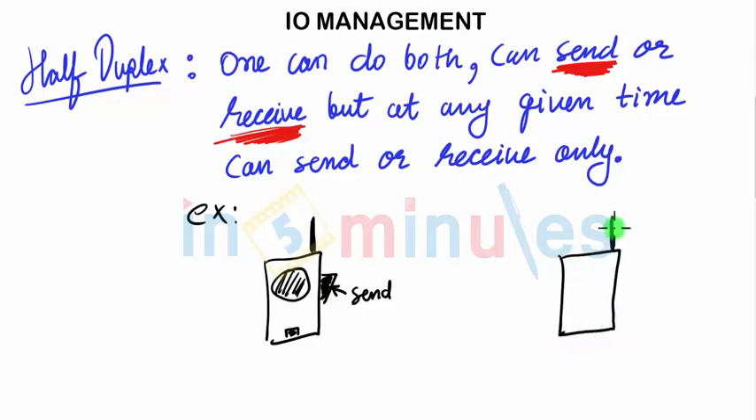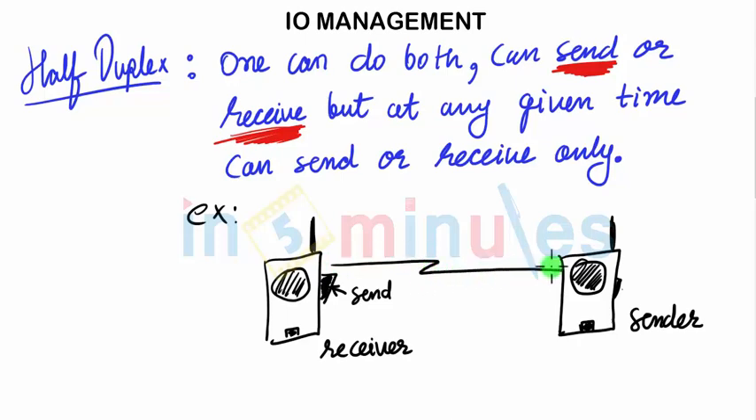Consider two walkie-talkies kept separately. Now, when one has pressed the lever, it is acting as a sender. The other has not pressed, so it will act as a receiver. In this way, the communication, which is wireless, is happening from here to here. The moment the first person releases and the second person presses the switch, now this will act as a receiver and this will act as a sender.